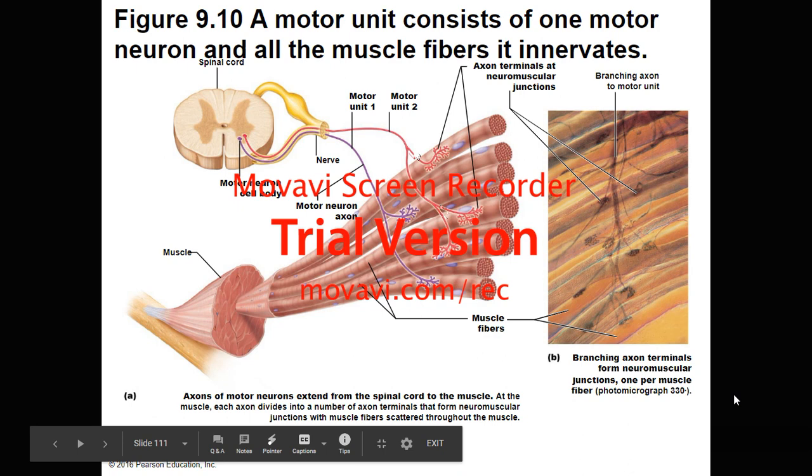And then they're going to branch off, and it's going to end in a neuromuscular junction. So at these axon terminals, you're going to have a synaptic cleft, and then you're going to have the muscle fiber on the other side of that synaptic cleft. So these axon terminals are going to bind with from a few to hundreds of muscle fibers.